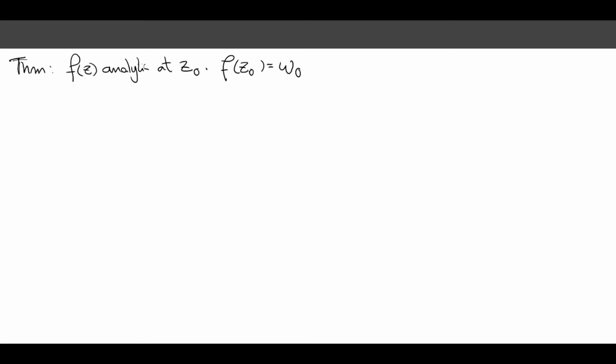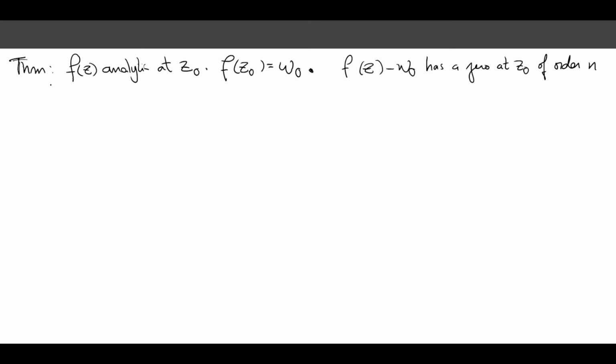If f is analytic at z0 and f of z0 is w0, then this means in particular that f of z minus w0 has a 0 at z0, because otherwise that equation would have been true. So we just want its order as a 0 at z0 of order n.